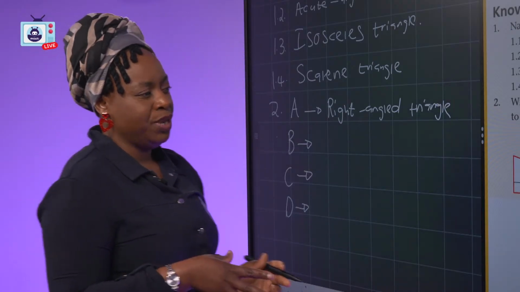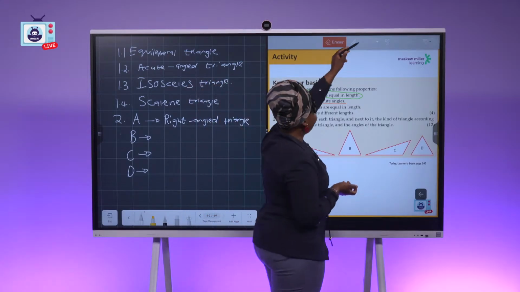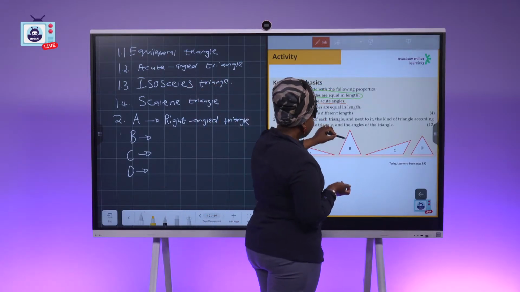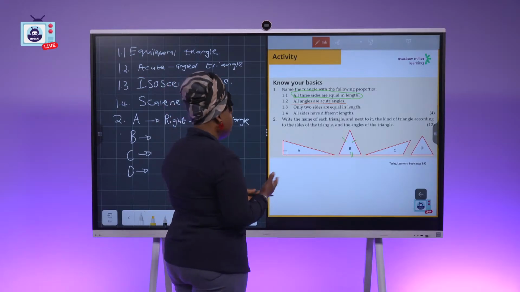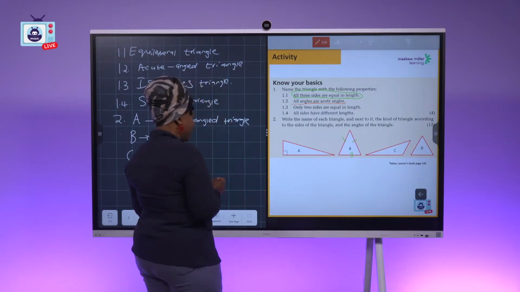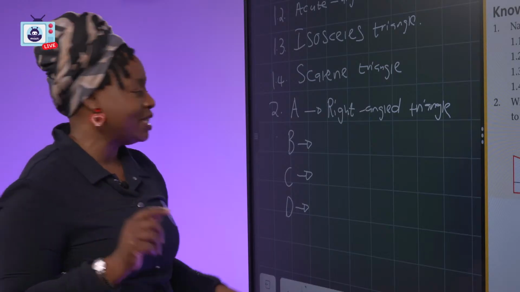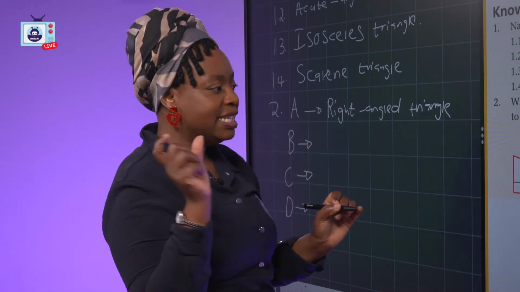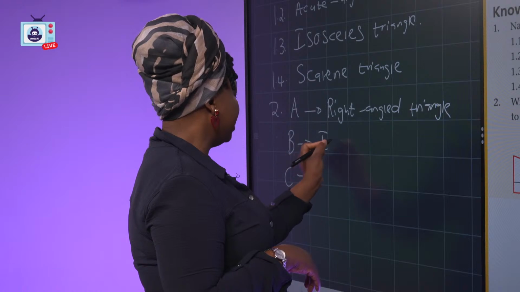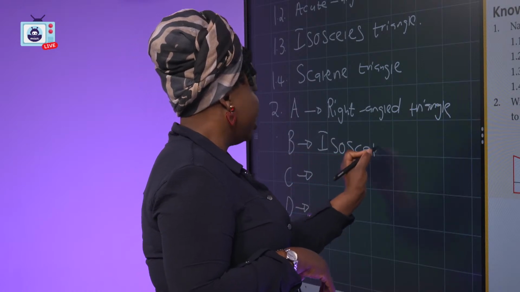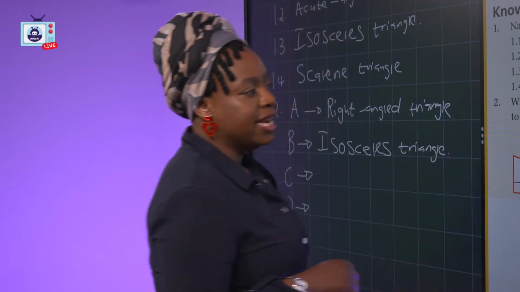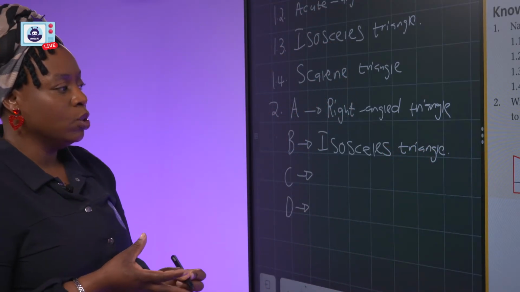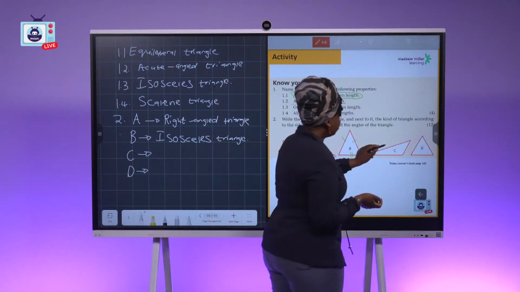So if you look at B, even if you measure it, you'll be able to see that the two lines here, they are equal, but this bottom one, which we say base one, it's not really equal, and that will make it what? It will literally make it an isosceles triangle because two sides are equal. So that is an isosceles triangle. Right.